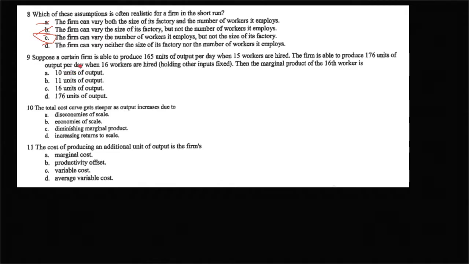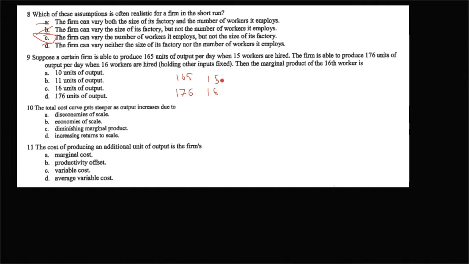Alright, suppose a certain firm is able to produce 165 units of output per day when 15 workers are hired. The firm has produced 176 when 16 workers are hired.